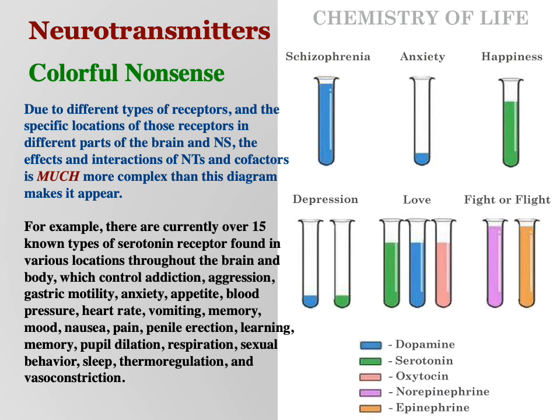So for example, there are currently over 15 known types of serotonin receptors found in various locations throughout the brain and the body. They control things like addiction, aggression, gastric motility, anxiety, appetite, blood pressure, heart rate, vomiting, memory, mood, nausea, pain, penile erection, learning, pupil dilation, respiration, sexual behavior, sleep, thermoregulation, and vasoconstriction.